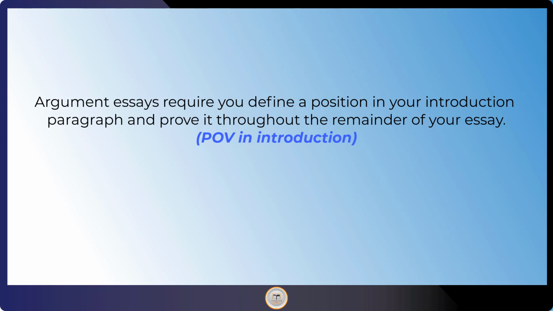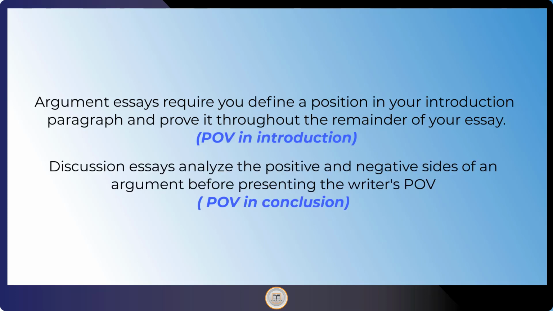So there are a few small differences between argument essays and discussion essays, but the big difference is that the writer's point of view is delivered in different positions of each essay. In an argument essay, the writer's point of view is given at the beginning, in the introduction paragraph. Now this is different from a discussion essay.